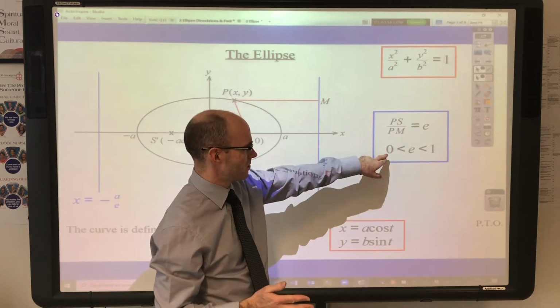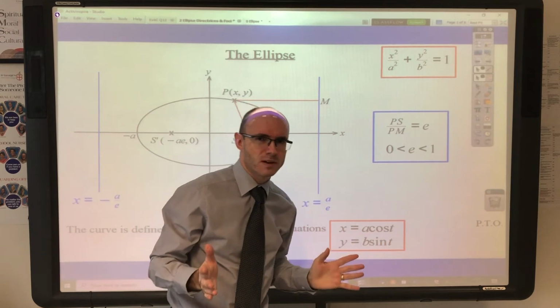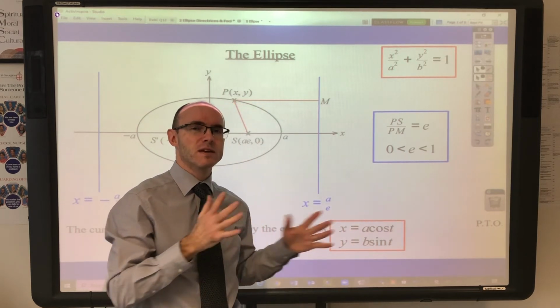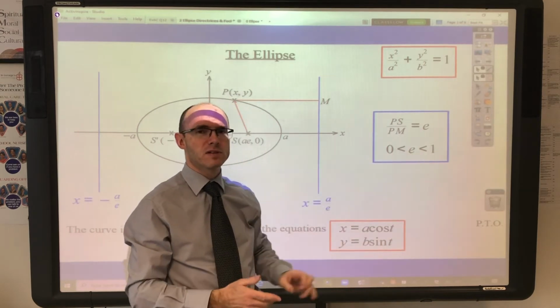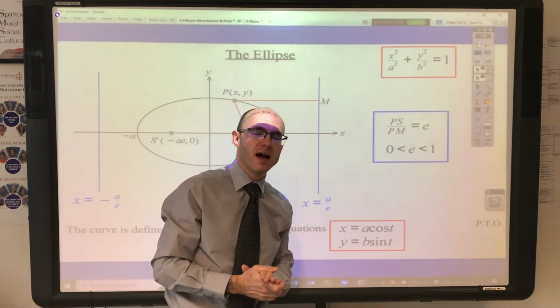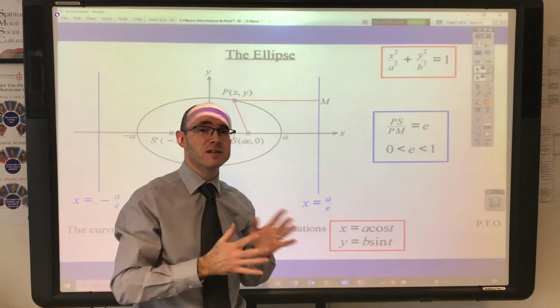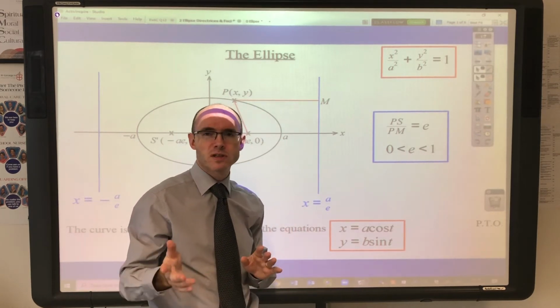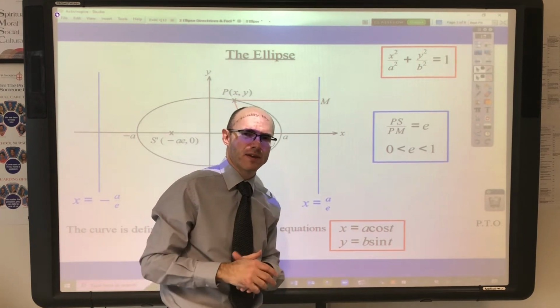Let me just clarify this one. When e is 0 itself, you get a circle. So eccentricity being 0 gives you a circle. When it's greater than 0, but still less than 1, it gives us an ellipse. And then we go to a parabola for when it is 1, then we go to a hyperbola for when e is greater than 1. Interestingly, when e tends towards infinity, you've effectively got a straight line, but that's another case.